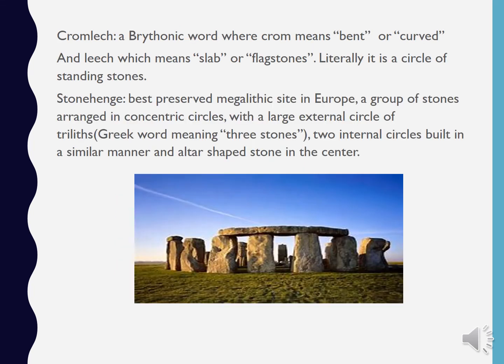Next is cromlech, a Brythonic word where crom means bent or curved, and lech, which means slab or flagstones. Literally, it is a circle of standing stones. Stonehenge, the best preserved megalithic site in Europe: a group of stones arranged in concentric circles with a large external circle of trilithons, a Greek word meaning three stones. Two internal circles are built in a similar manner, with an altar-shaped stone in the center.